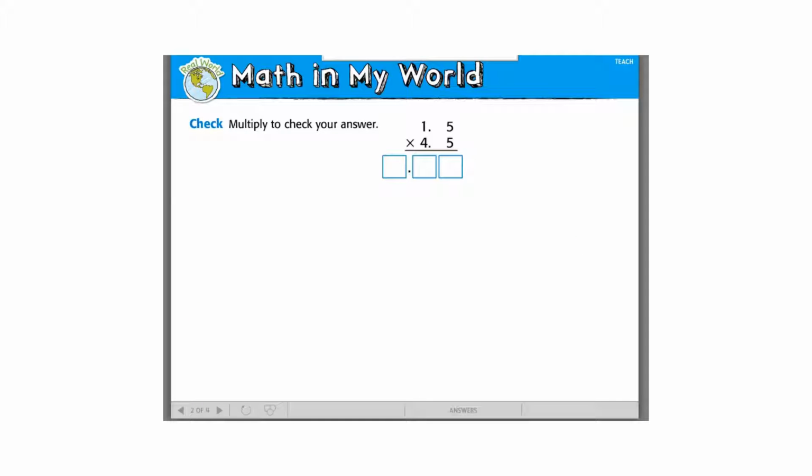Now you can multiply to check your answer. Let's say that you're working on independent practice and you start noticing that you and your friend are getting different answers, and you're not sure how you're going to check your work once your friend and you cannot help each other anymore. Multiplying to check your answer is another way.